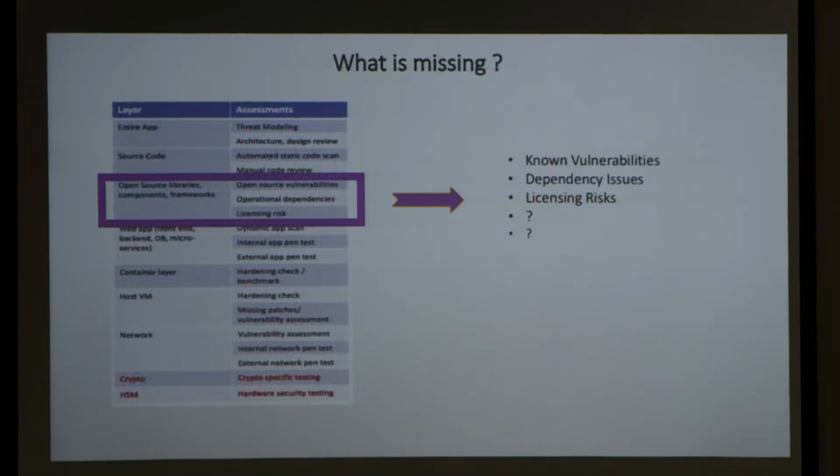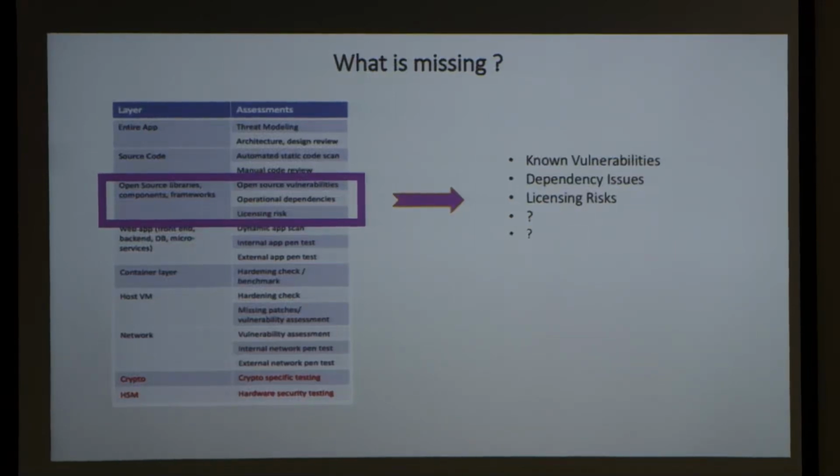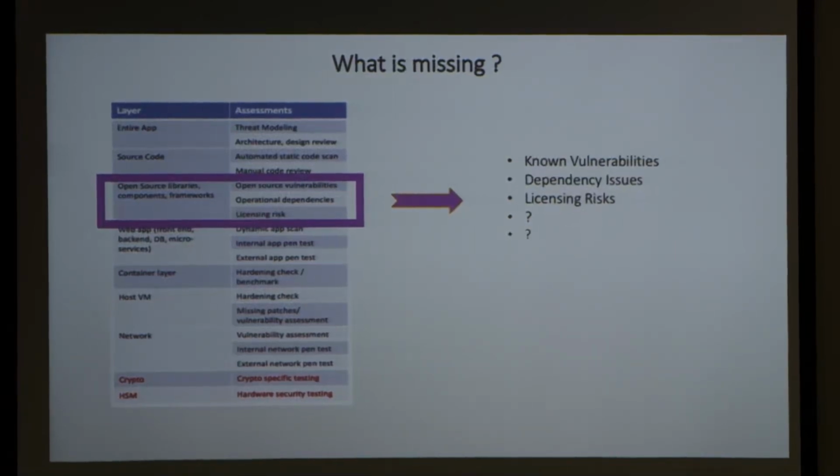So now, today's talk focuses on libraries. Let's focus on the third layer: open source libraries, components, and frameworks. Besides looking at open source vulnerabilities, operational dependencies, and licensing risk, what is missing? Anybody? What else can we do? Another manual code review for that. Yes. Anybody? What else?